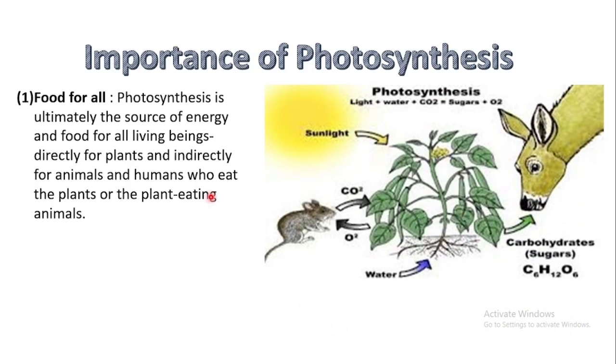We all know. First, it is food for all. So, photosynthesis is ultimately the source of energy and food for all living beings, directly for plants and indirectly for animals and humans who eat the plants or the plant eating animals. So, directly it is a source for the plant itself, but for us and for other animals, it is the indirect source of food.